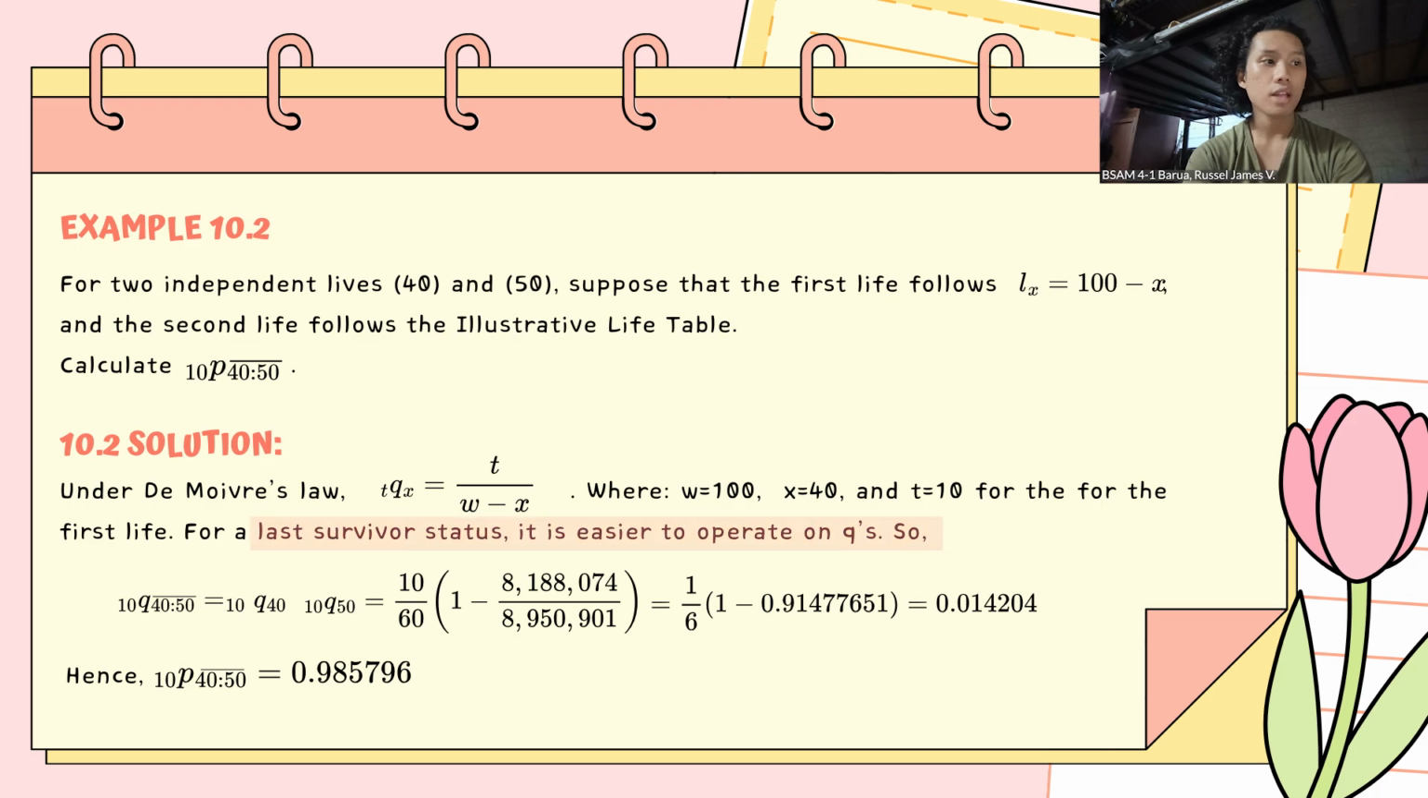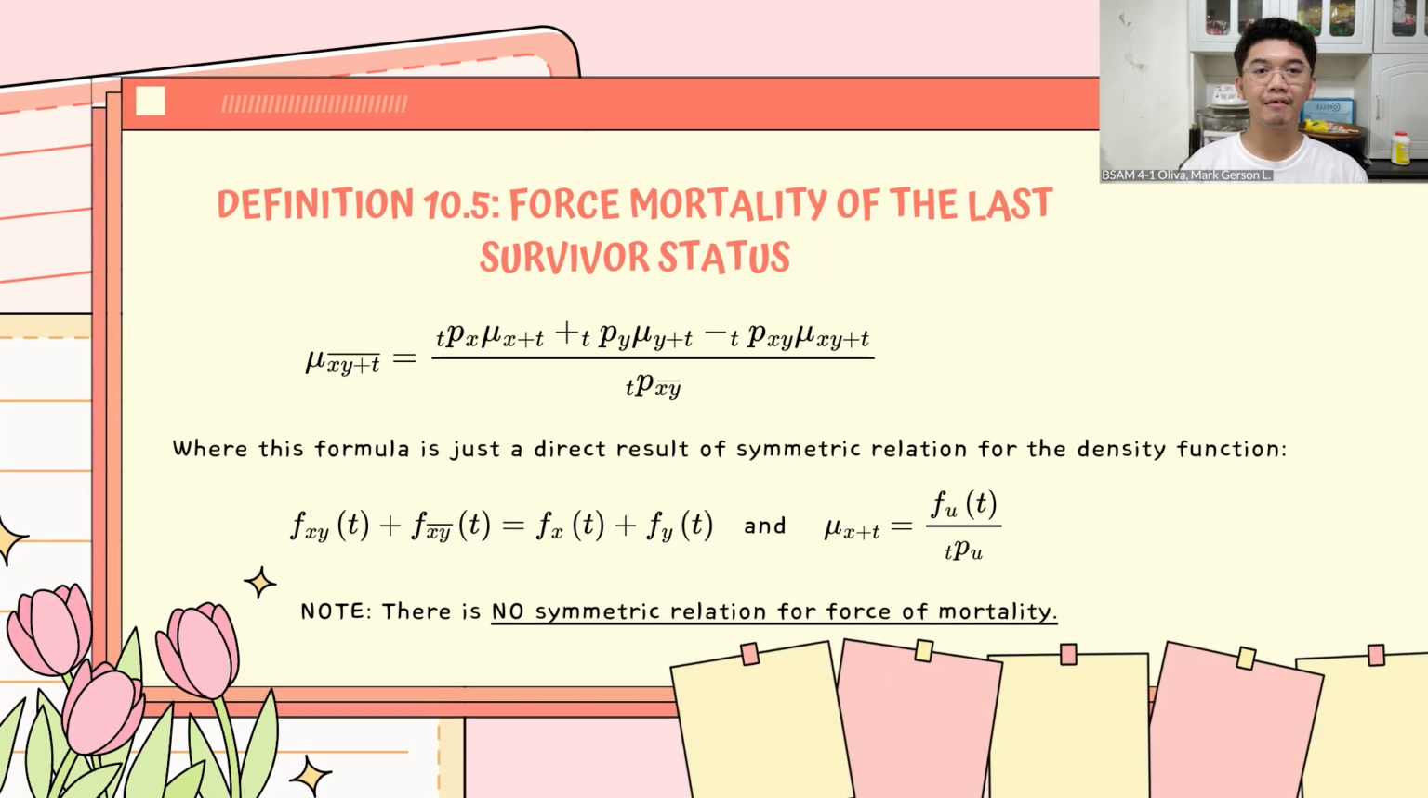So for example number 2, we are expected to compute for the last survivor status. For a last survivor status, it is easier to operate on q. So we get the product of their individual probabilities of that function. Hence, we get the answer 0.985796.